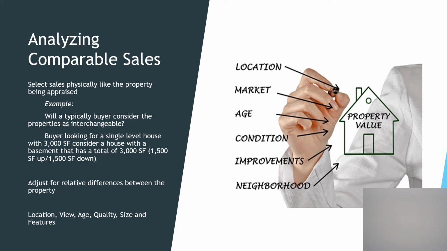The question is, will a typically motivated buyer consider the property being offered as a comparable sale as an interchangeable property? Buyers looking for a single level home with 3,000 square feet consider a home with a basement that has a total of 3,000 square feet. Is that a comp? Well, it may not be. Oftentimes, someone looking for a home with everything on one level will not purchase a home that has stairs for a variety of reasons. We then adjust for the relative difference between the properties, such as location, age, view, size, quality, to determine the market reaction based on that transactional data.